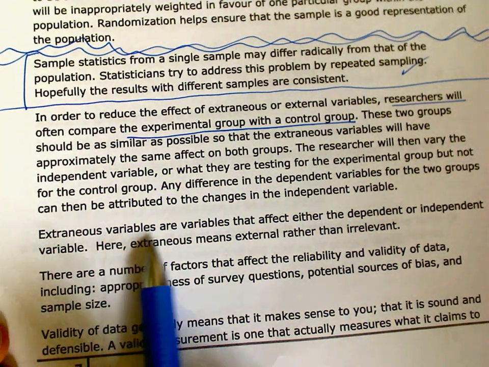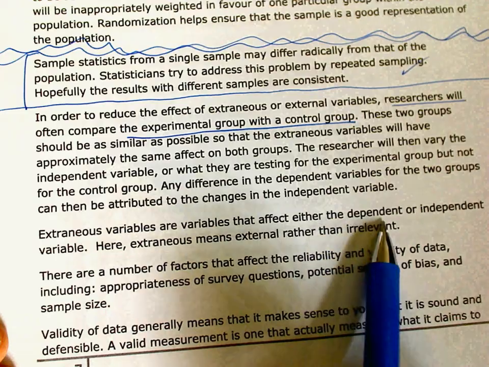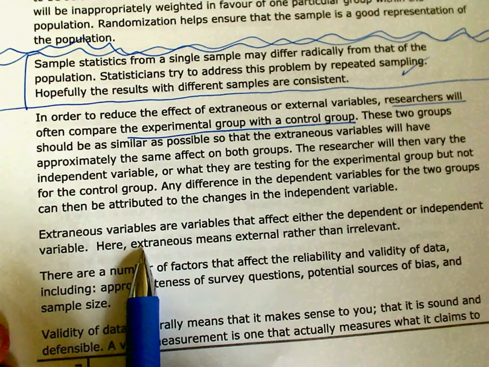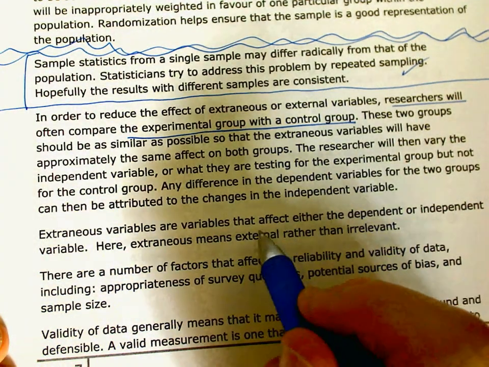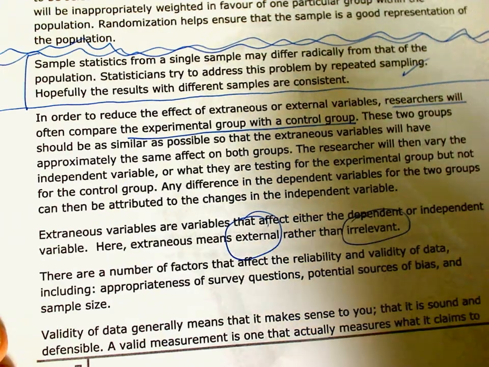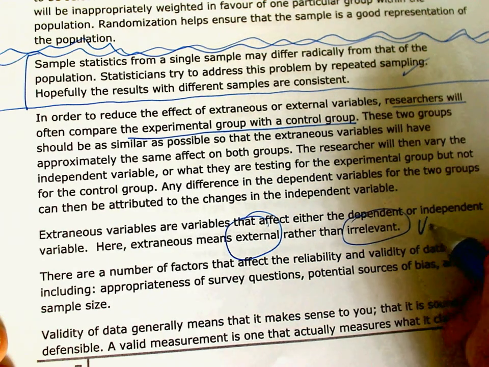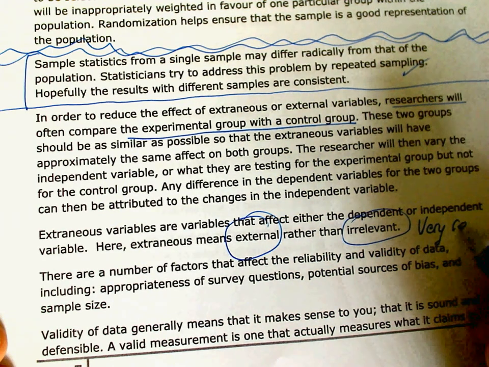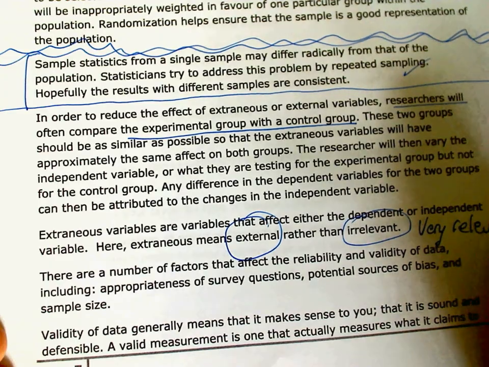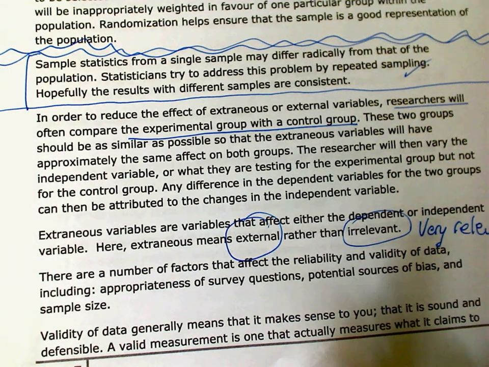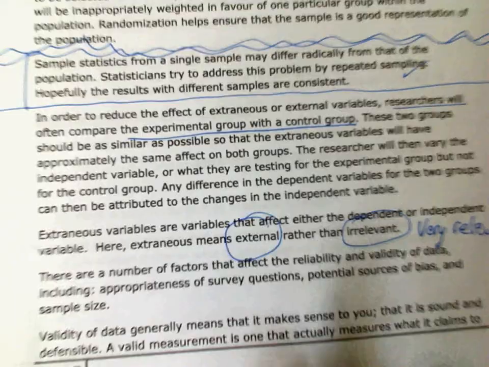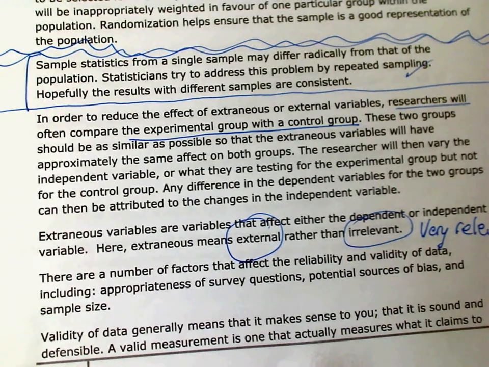Researchers will often compare the experimental group with a control group. I'm going to illustrate all of this with an example on the next page. Extraneous variables are variables that affect either the dependent or independent variable. Here, extraneous means external. Rather, they are very relevant. They're important to your study. You have to take them into consideration. You have to think about what you're doing.